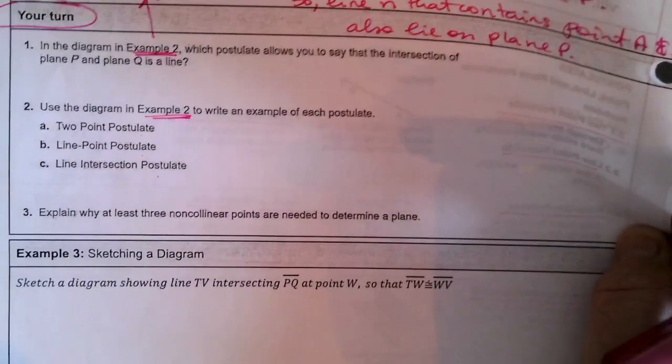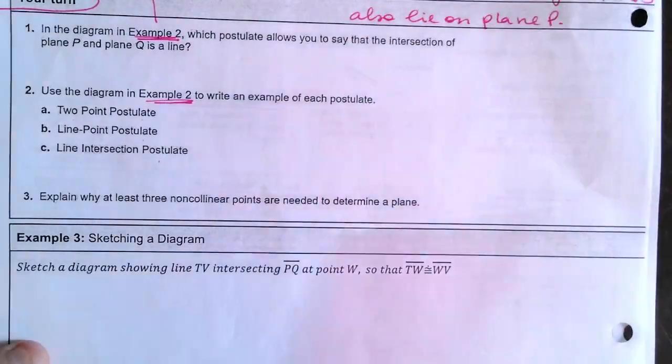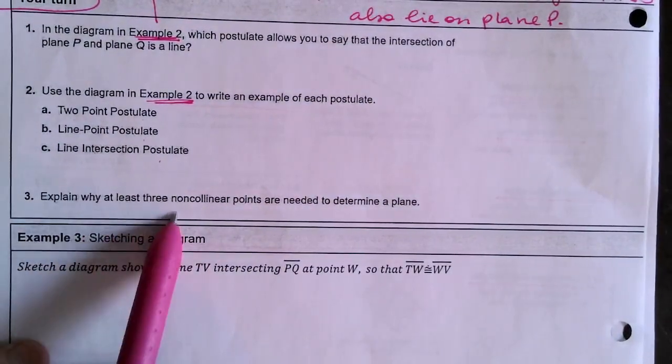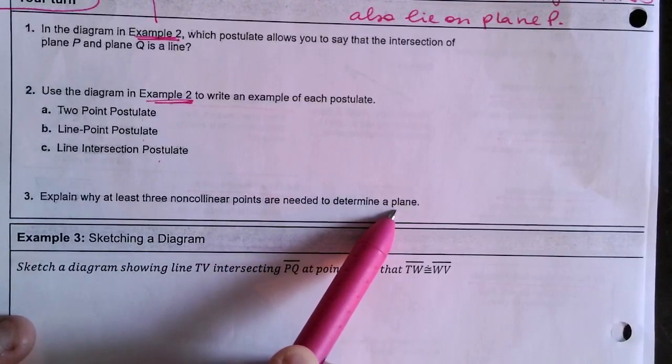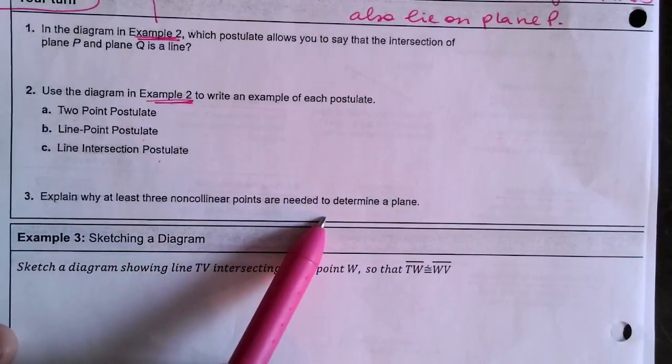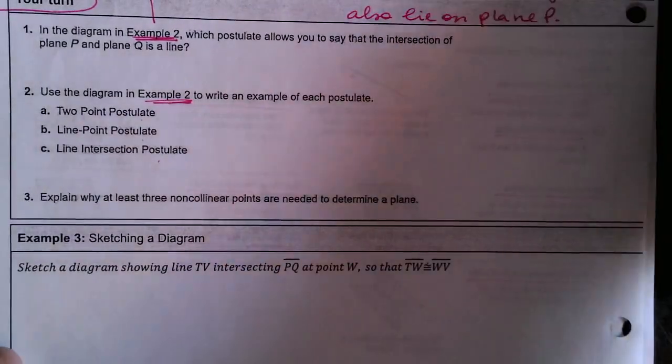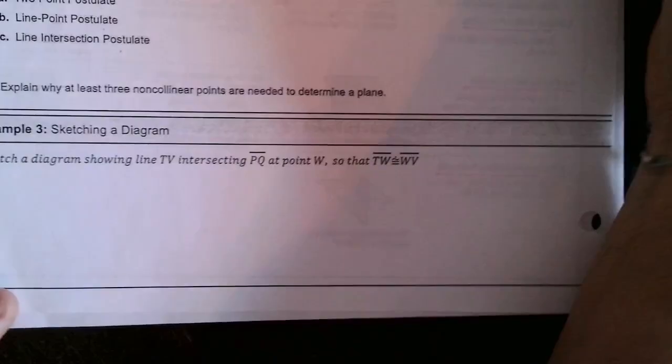Then number 3, it says explain why at least 3 non-collinear points are needed to determine a plane. Okay, so go ahead and think about this question, and then we'll talk about this in class.